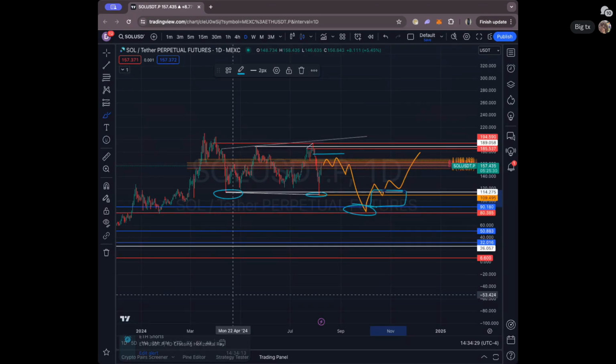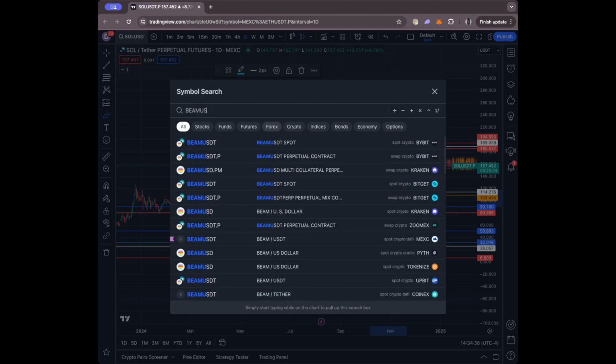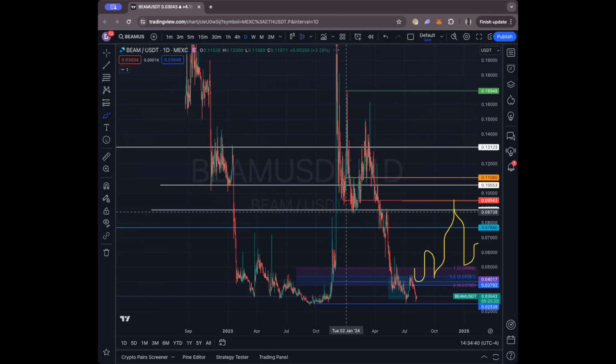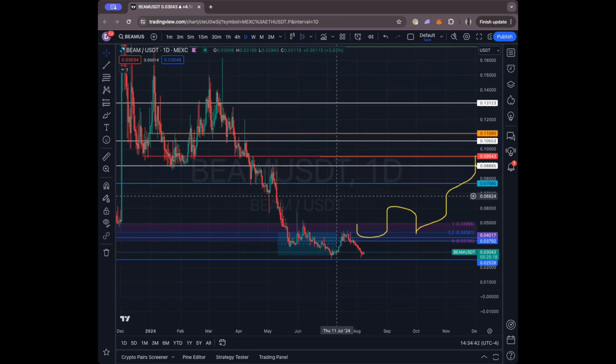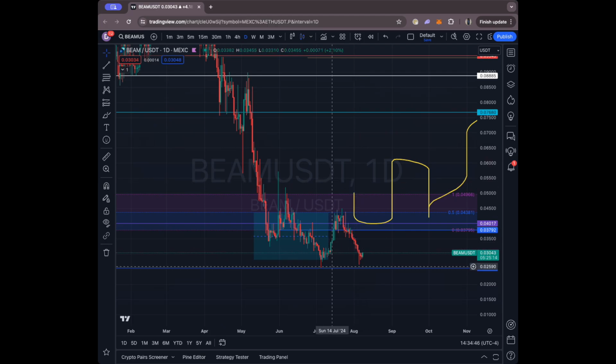Oh, I also like mentioning spot coins sometimes. So since there's only 3 of you here, I'll give you my hidden gems. Beam is one of them. I don't know if you've seen Beam before, but it is a privacy first token.